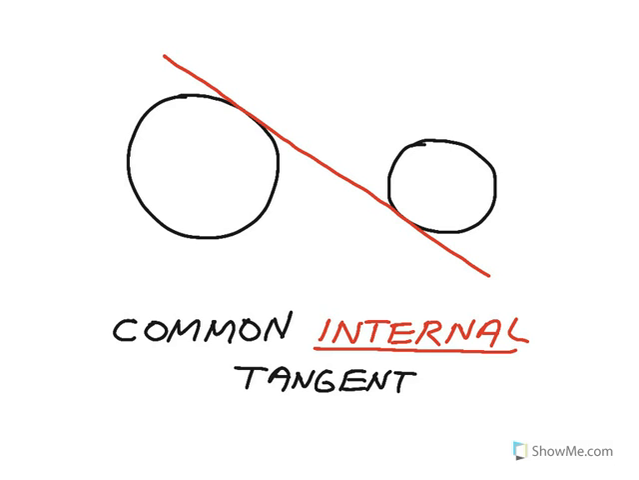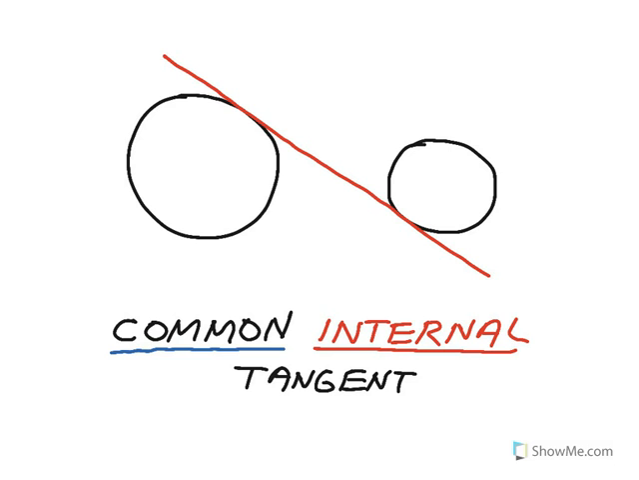Okay, next we're going to talk about common tangents, and these are tangent lines that are touching two circles at a time. So if I have a common tangent, it's tangent to two or more circles at once. And first is a common internal tangent.